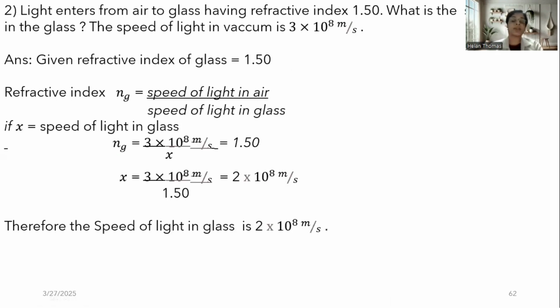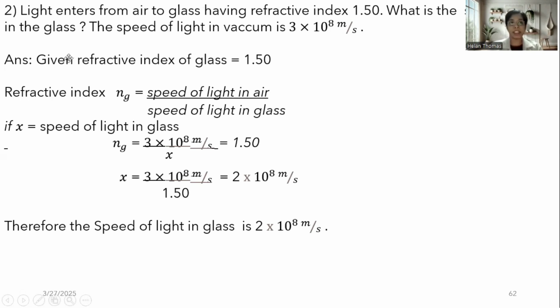The second question: light enters from air to glass having a refractive index of 1.50. What is the speed of light in glass? The speed of light in vacuum is 3 into 10 raised to 8 meters per second. So when a question is asked like this, what is your approach? This can carry a maximum of 2 marks.